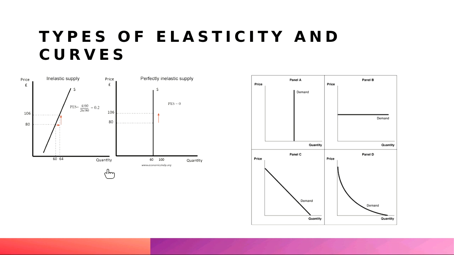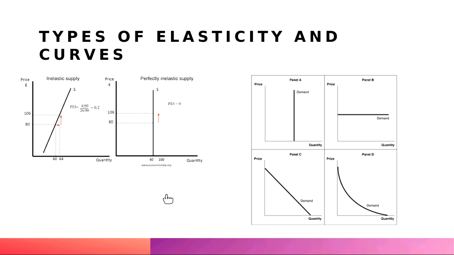So that means that you can increase price significantly, and the quantity supplied is not going to go up much. And if you calculate this out, what you'll find is you have 4 over 60 divided by 26 over 80, and you get about 0.2. So that's less than 1. So you have about a 0.2 elasticity on this inelastic supply.